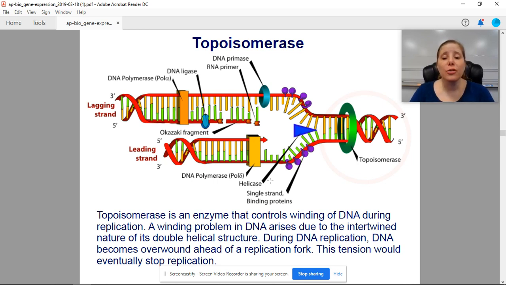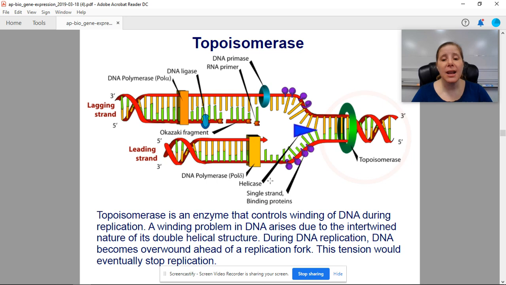Topoisomerase is an enzyme that controls the winding and unwinding of DNA during replication. So doing any of this would be really difficult if it was still wanting to twist. Anything that's been twisted wants to twist back up. It's like wrinkles. They don't want to go back to normal without something to make them. Topoisomerase is the thing that helps them.